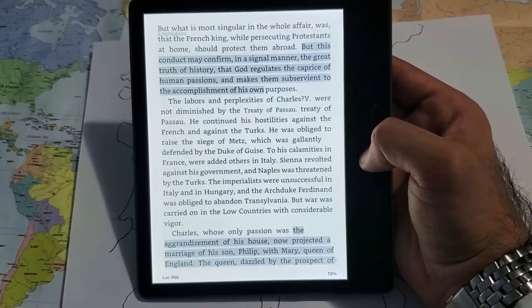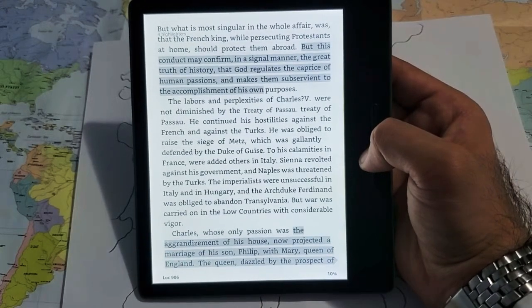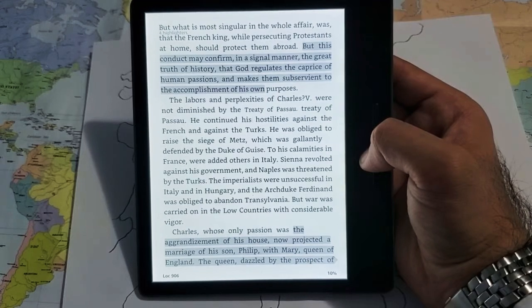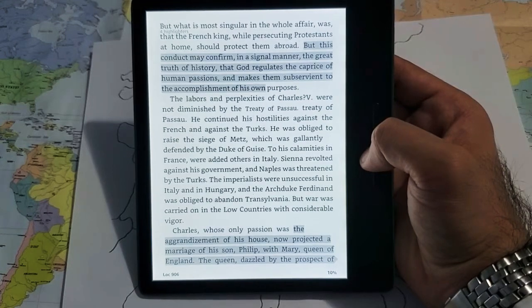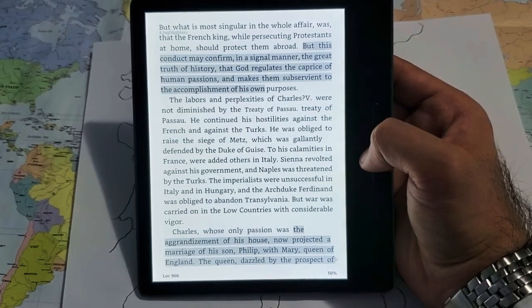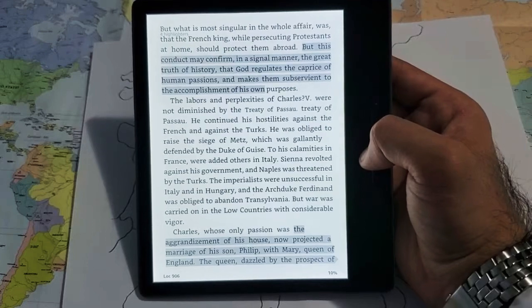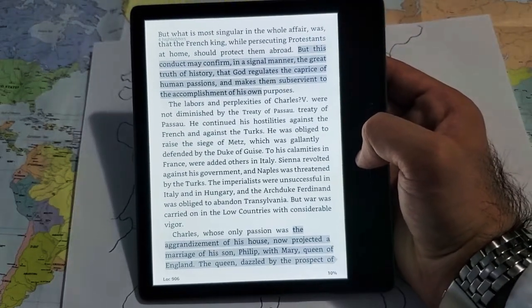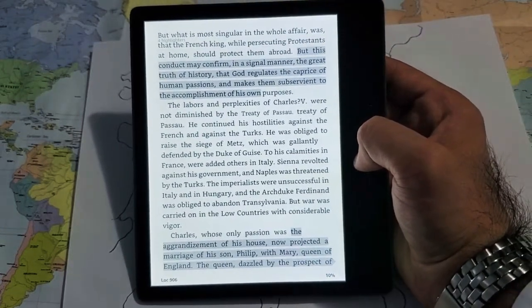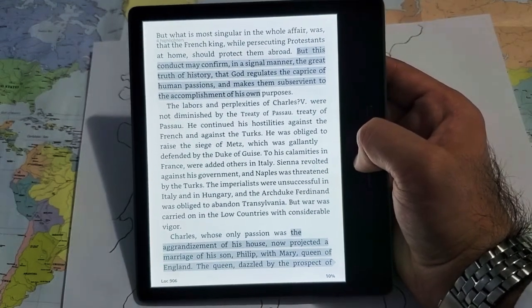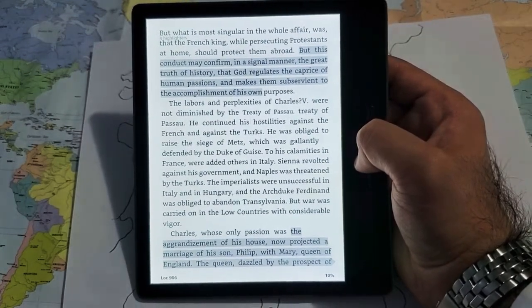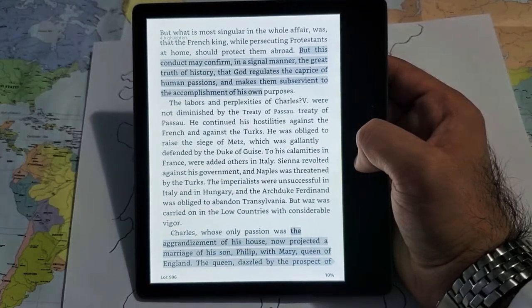But this conduct may confirm in a signal manner the great truth of history, that God regulates the caprice of human emotions, and that makes them subservient to the accomplishment of his own purposes. So God planned all this. He's saying that the Holy Roman Emperor should overreach, and then his own double agent should cause his downfall.